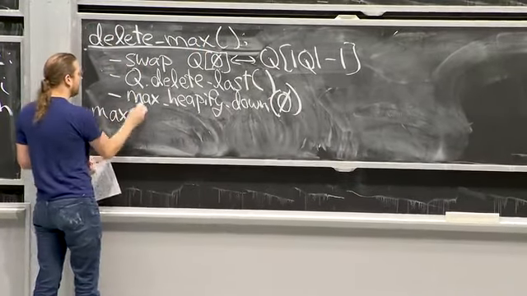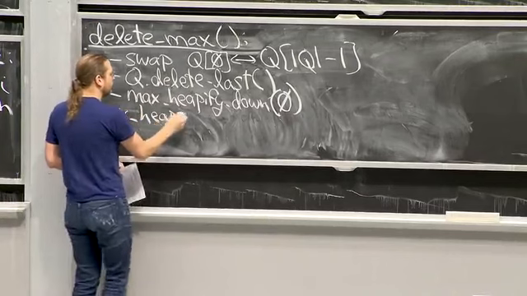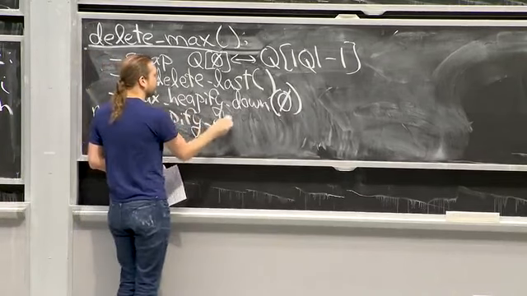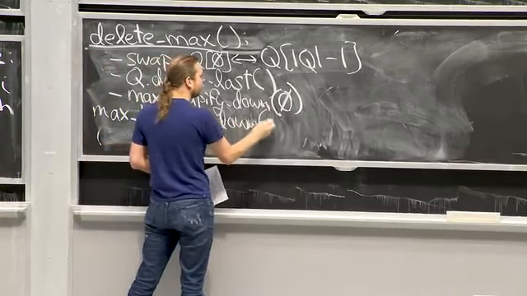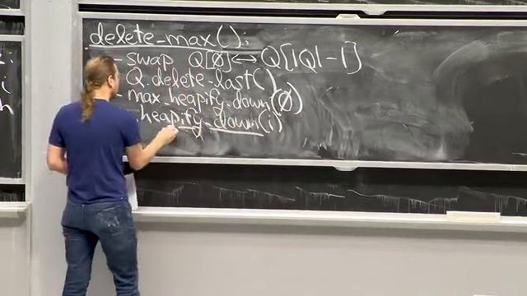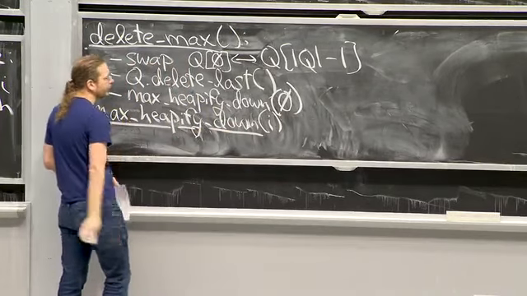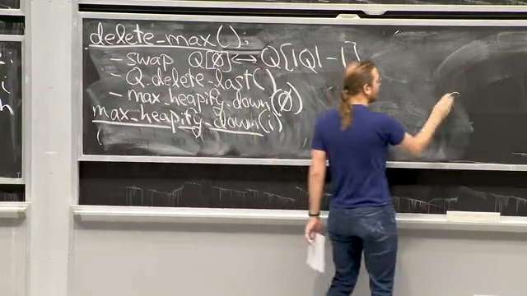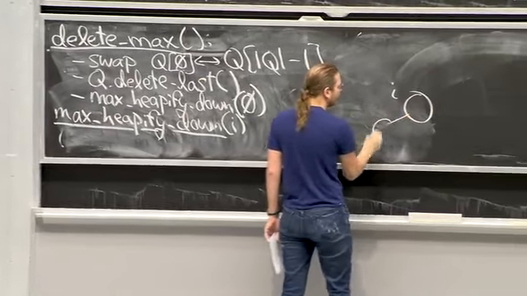And max heapify down is going to be a recursive algorithm, so we'll start at some position i, but initially that's the root. And what we're going to do is look at position i and its two children.